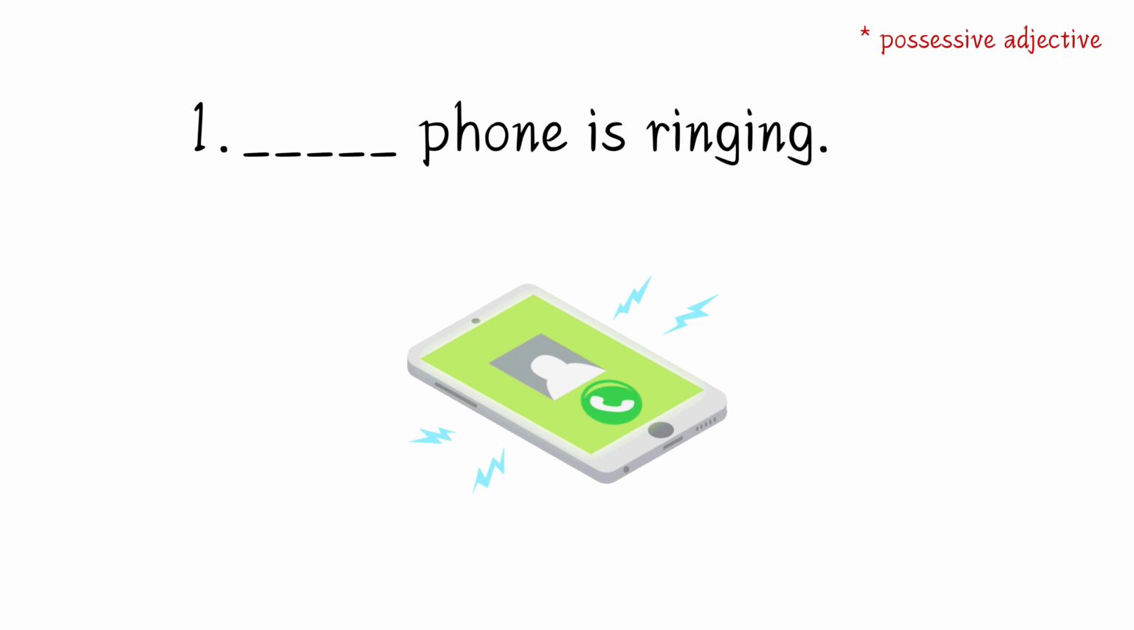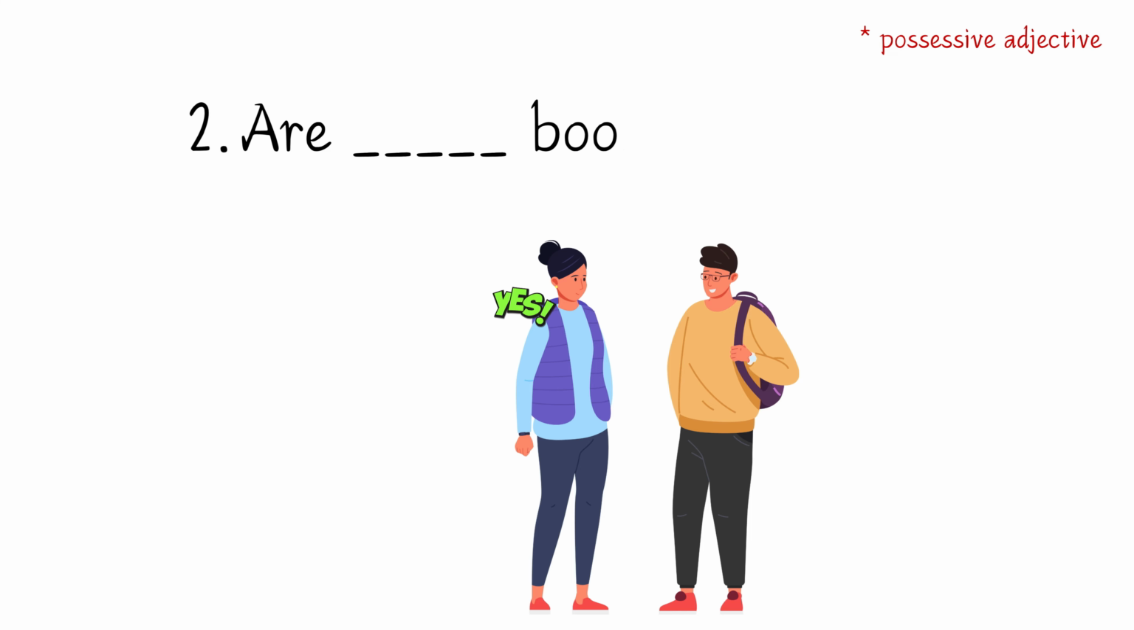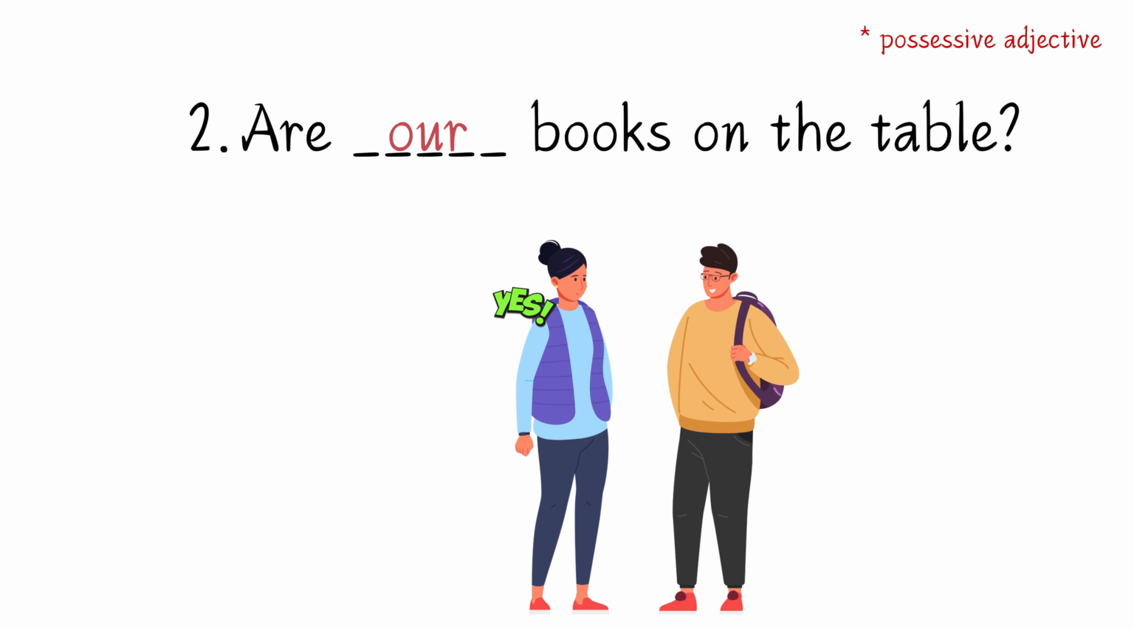Exercise 2. Choose the correct possessive adjective. Fill in the blanks with the correct possessive adjective. First one: phone is ringing. My phone is ringing. Second one: are books on the table? Are our books on the table?